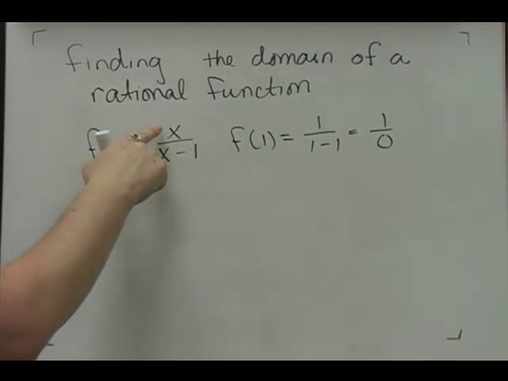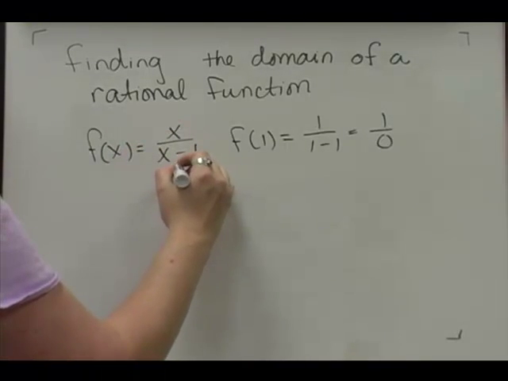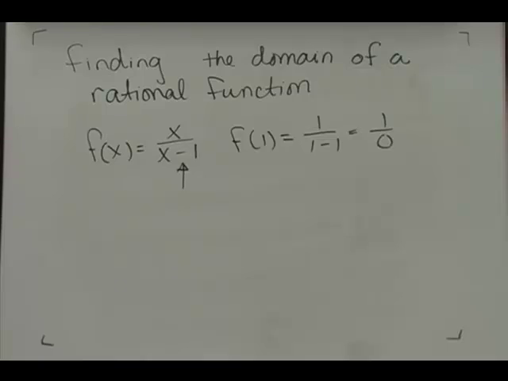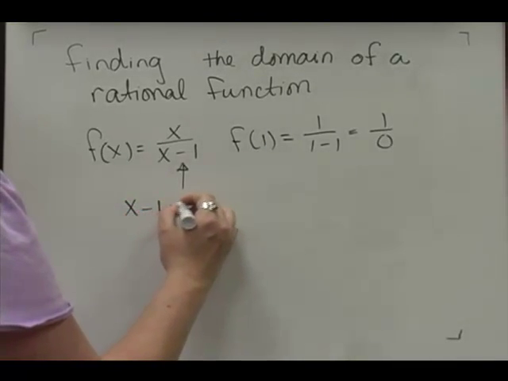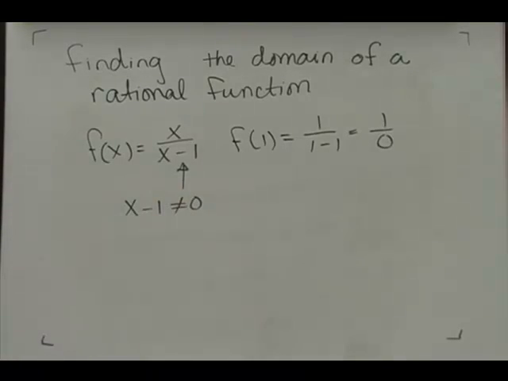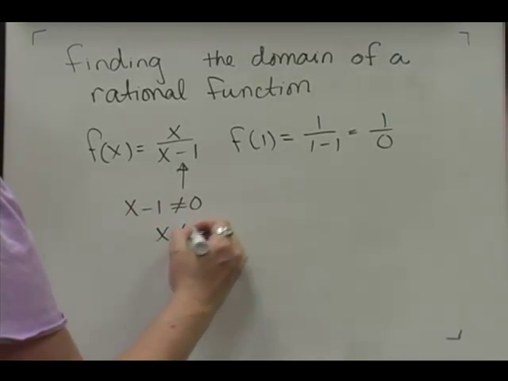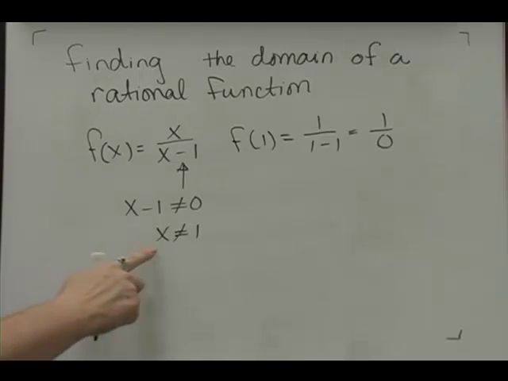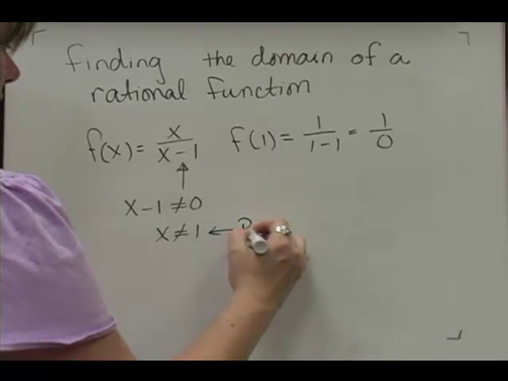So I don't really care what's going on the top. I could put any number I wanted on the top, but what I do want is to prevent the denominator from being 0. So what I want to do is find the restrictions only on the denominator. So I set the denominator x minus 1 not equal to 0, and then I solve for x. So I have x minus 1 can't be 0. Adding 1 to both sides, that means x cannot be 1. This is my restriction. I build my domain from my restrictions.